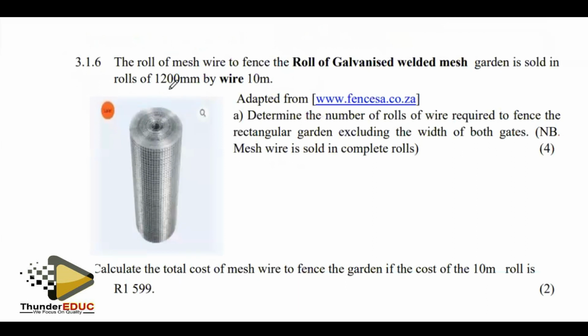The mesh wire is sold in rolls that are 1.2 meters high. That's how high it is, and each roll covers 10 meters in length. So they ask you to determine the number of rolls of wire required to fence the rectangular garden.